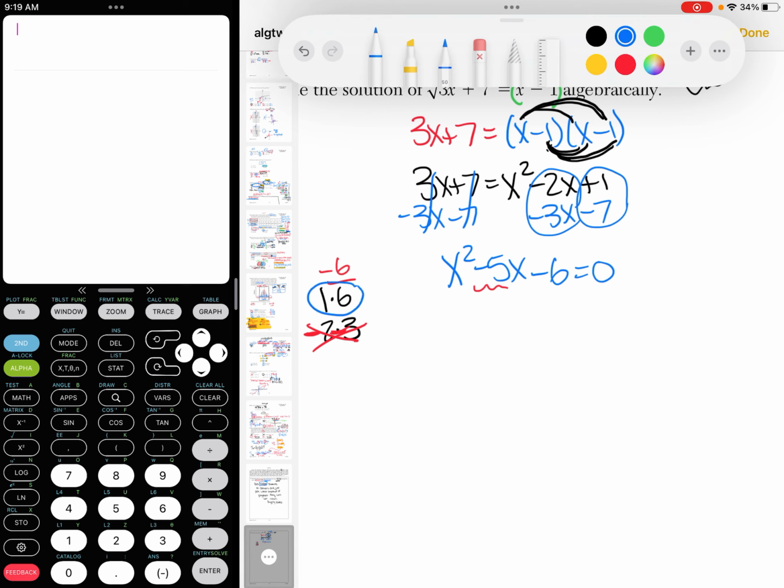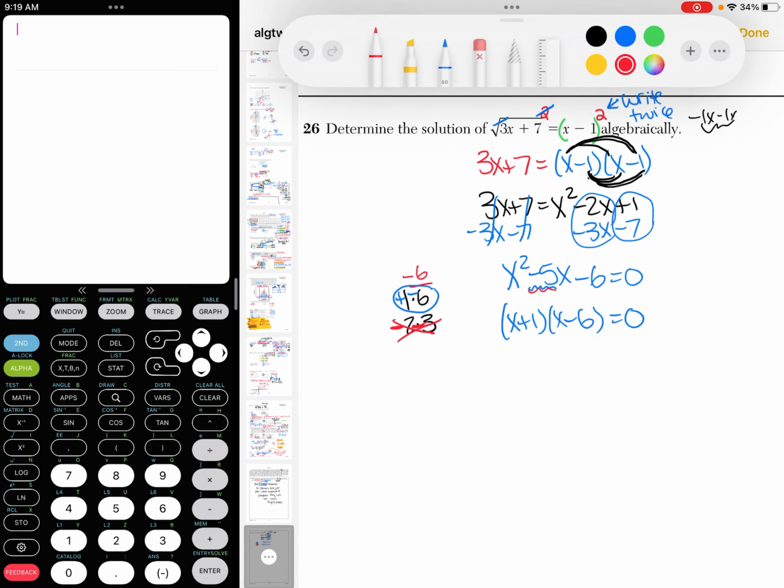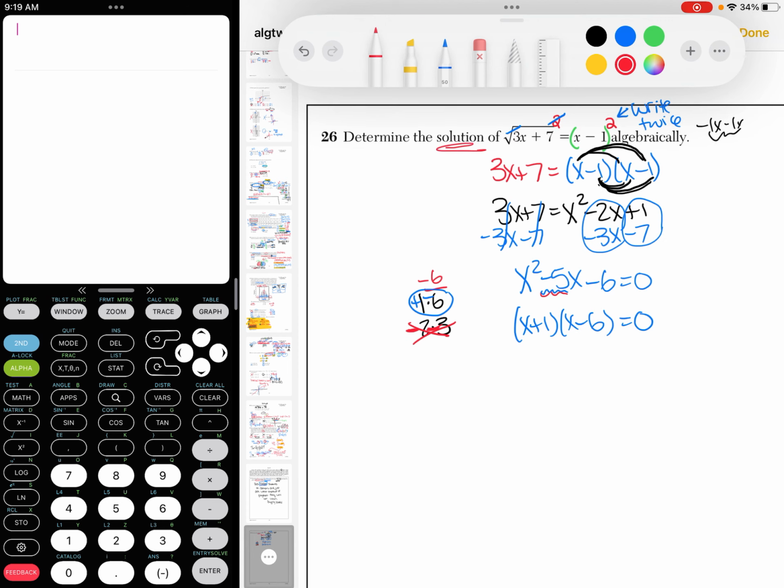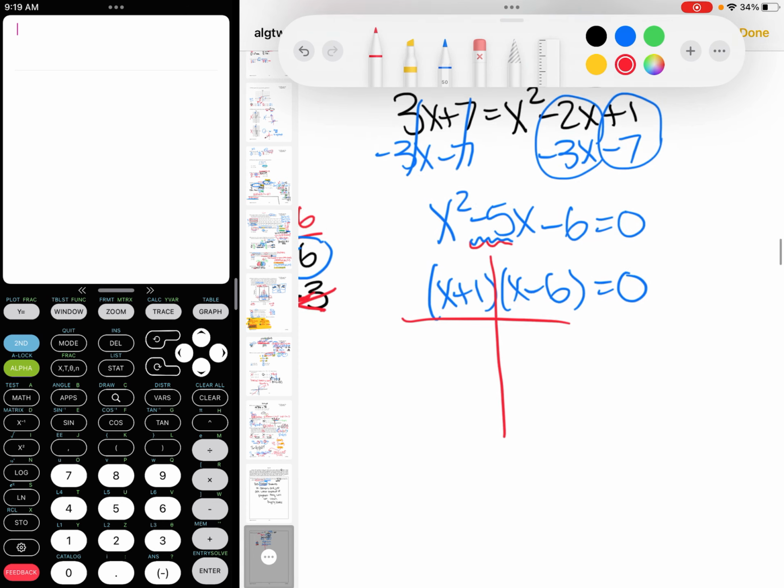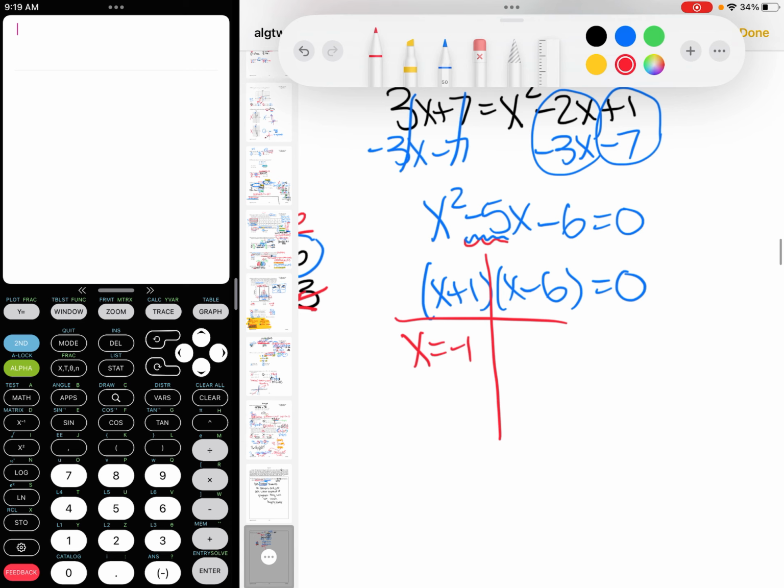It has to be 1 and 6. And for it to add to that middle number of negative 5, it'll have to be a positive 1 and a negative 6. So my factors are going to be x plus 1 and x minus 6. And then that's done being factored, but remember we are solving, find the solution. So I'm going to tee this up, and then I get negative 1 and 6.